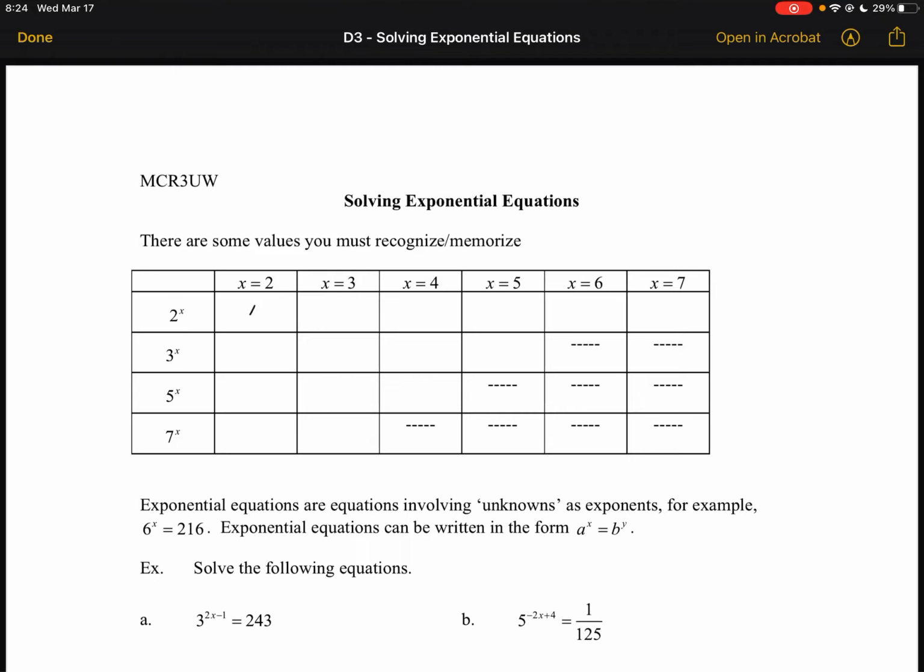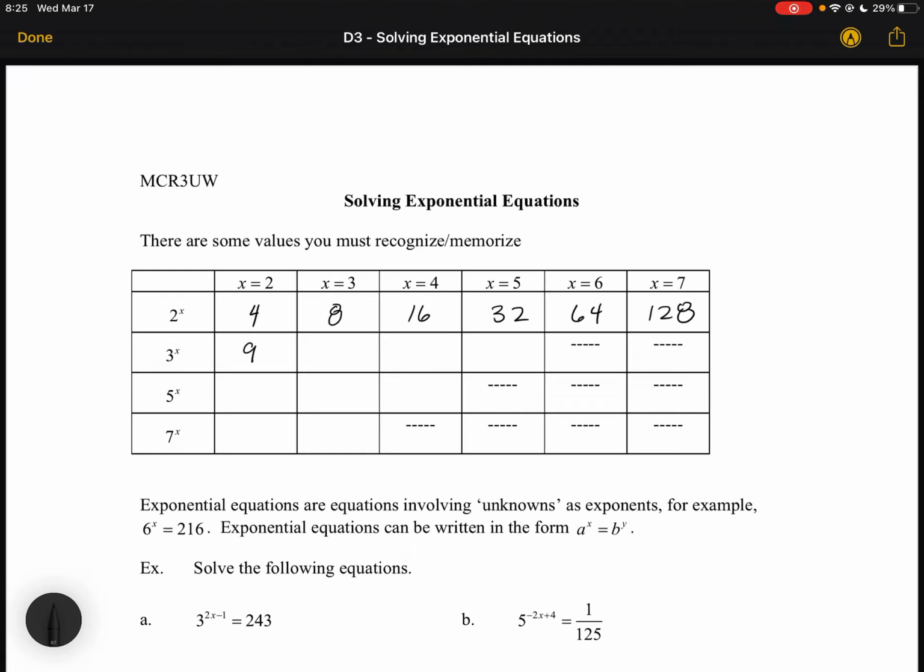So 2 squared is 4, 2 cubed is 8, 2 to the 4 is 16, 2 to the 5 is 32, 2 to the 6 is 64, and then 2 to the 7 is 128.